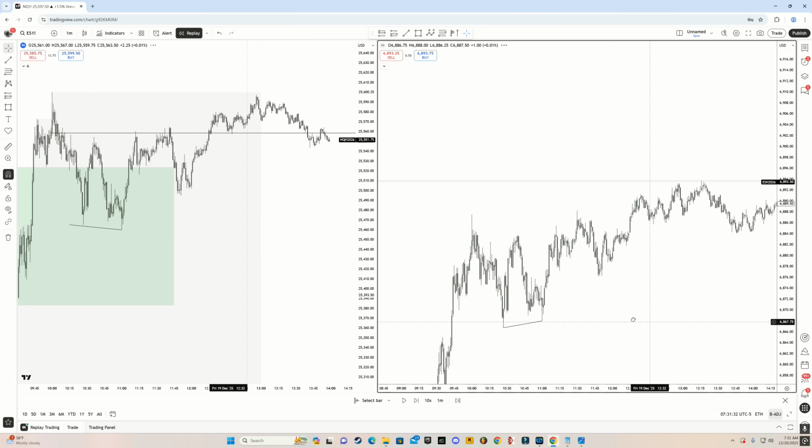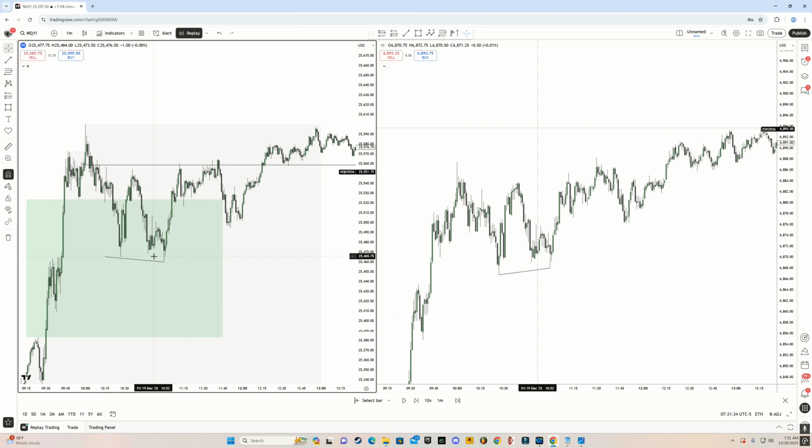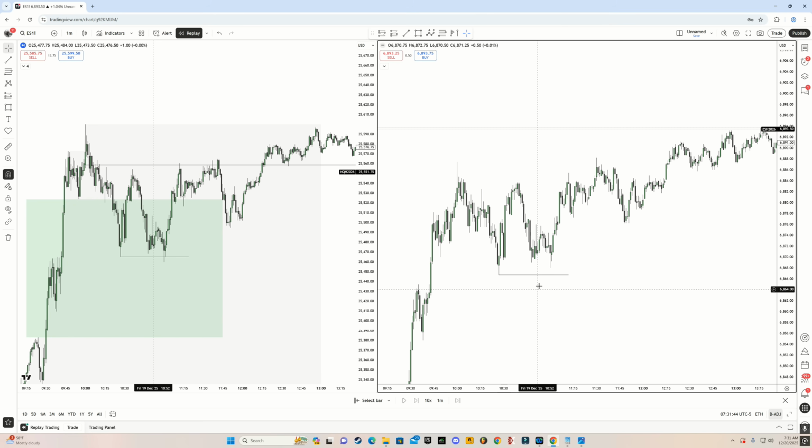Let's go right around here. So price is inside the 15-minute fair value gap, and as you can see, price took out the low on NQ, but on ES we failed to take out that low. So that is your SMT divergence.